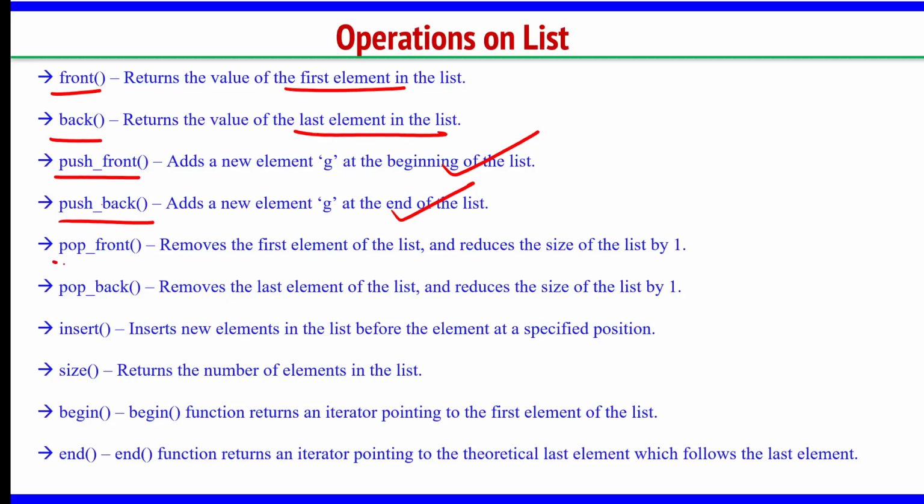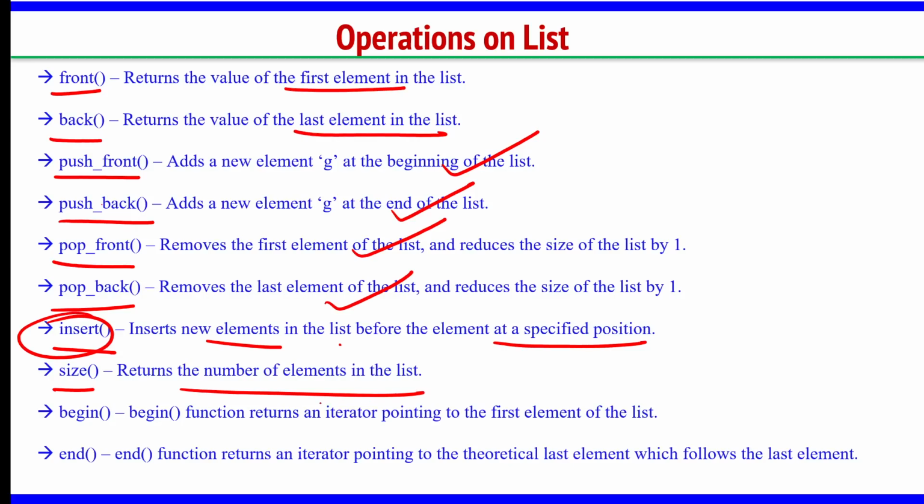Next, pop front and pop back: deleting the front element and deleting the last element. Next, insert. If you want to insert at a certain position, then we use this insert function on the list. It will insert new elements in the list before the element at a specified position. Next, size, the number of elements in the list.